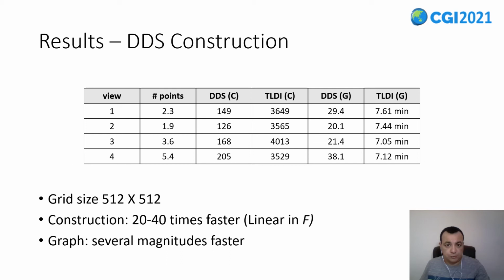So first we compared the DDS with the TLDI. We used an underlying grid of size 512 by 512, and we found that the DDS is 20 to 40 times faster in construction runtime, and it is also linear in the number of fragments. Building the graph is several magnitudes faster than the TLDI, and that is because the TLDI needs to compare each pair of layers to get the occlusion relations. That makes the TLDI infeasible in the application of occlusion detection unless the scene is very small.